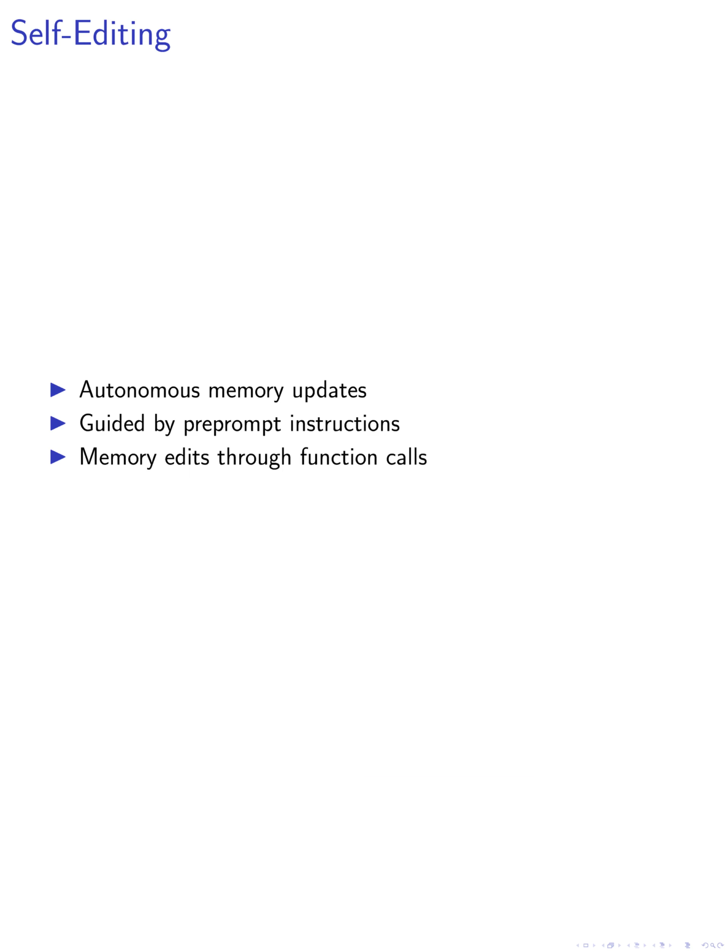MemGPT autonomously updates and searches through its own memory based on the current context. Explicit instructions within the pre-prompt guide the system on how to interact with its memory systems. Memory edits and retrieval are performed through function calls generated by the LLM processor.